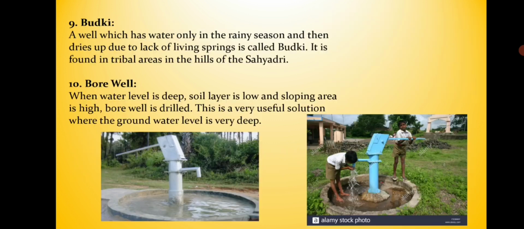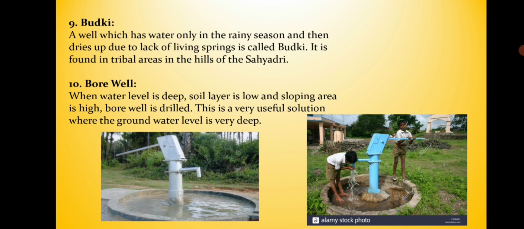Next, budki, a well which has water only in rainy season and then it dries up due to lack of water, is called budki. The water is only available during rainy season, rest of the season it does not have water, because of lack of living spring or due to lack of water. This type of structure is found in large numbers in mostly tribal areas and hills of Sahyadri. Generally this structure is done along a stream or river.